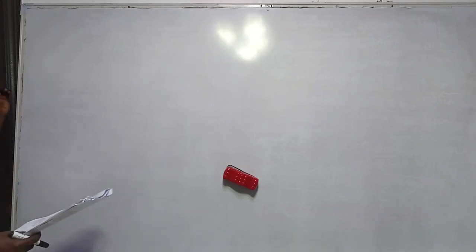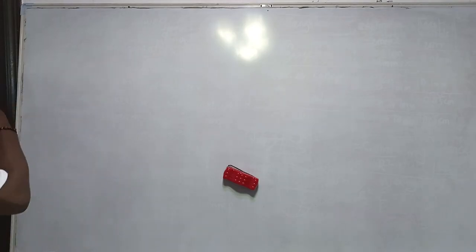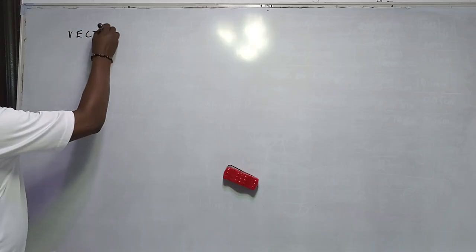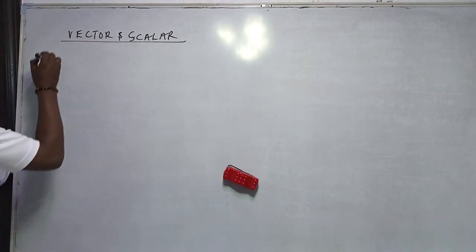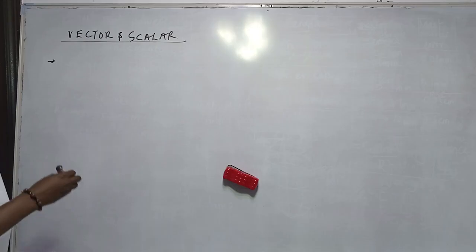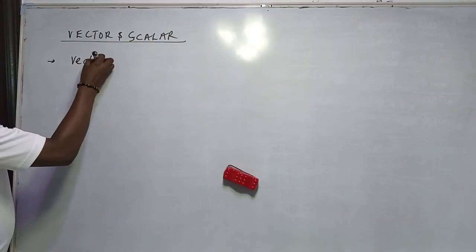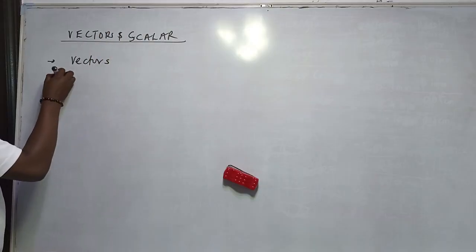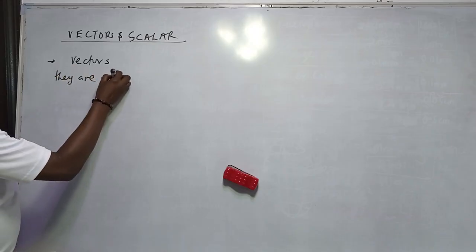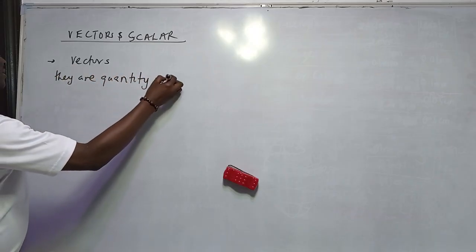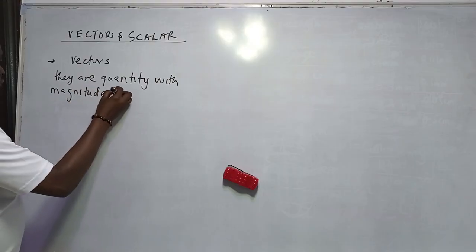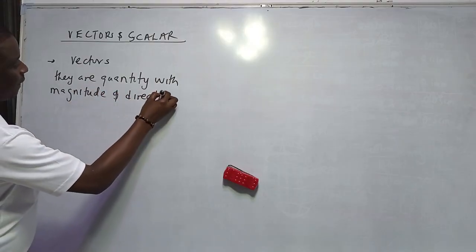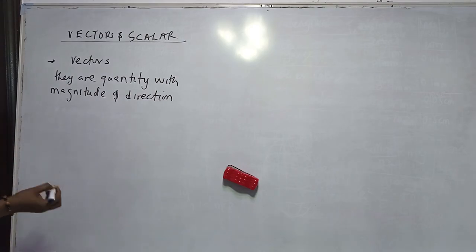Now we want to go to vectors and scalars. Question on vectors and scalars. But before we go to questions on vectors and scalars, we should understand that vectors are those quantities that have magnitude and direction. So vectors are quantities with magnitude and direction.